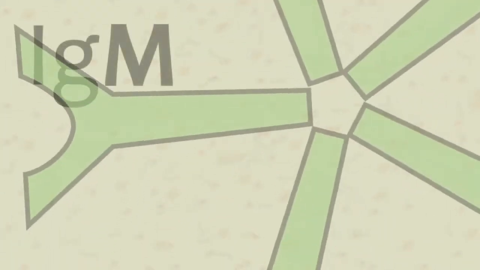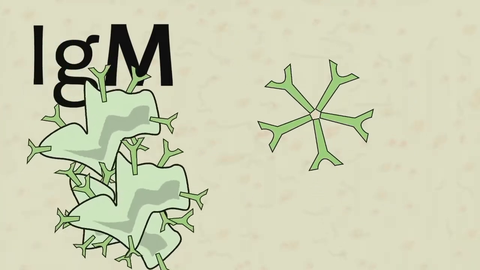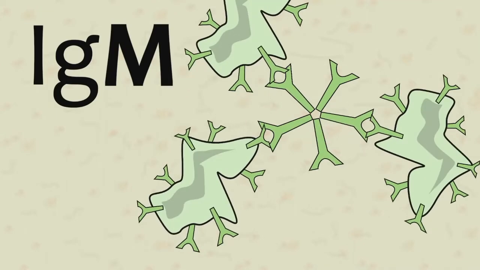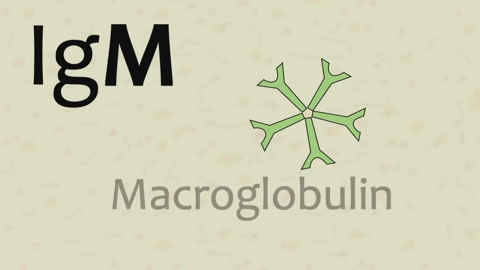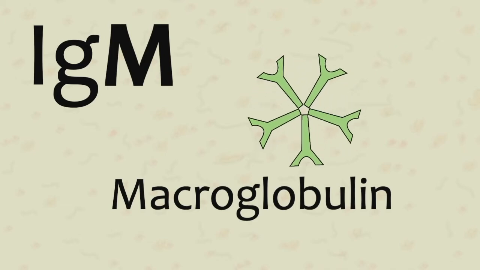The early responders are IgMs. These function to eliminate pathogens early on in the attack before there are sufficient levels of IgGs. IgMs are known as a macroglobulin because of their large size. They are the largest of the immunoglobulins and make up 6 to 10% of the total Ig pool.